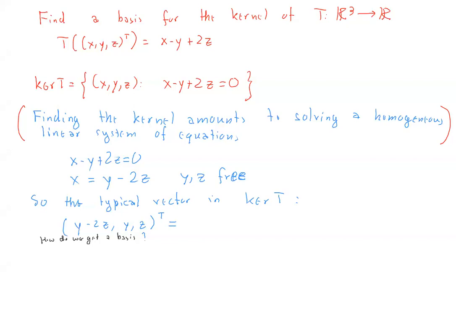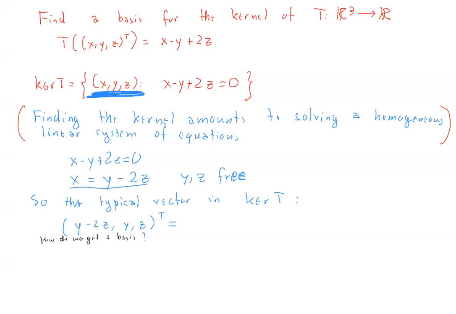Since X is supposed to be Y minus 2Z, and our kernel consists of vectors in 3 coordinates, I really replace x by y minus 2z. Okay, and I leave y and z that are the free unknowns as they are. Okay. What do you mean by free unknowns? Free unknowns means that they can take any value you like.